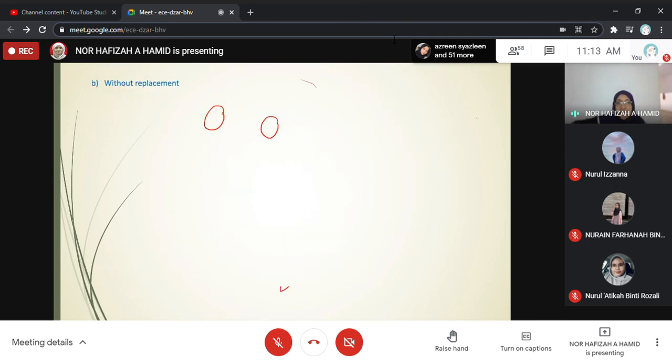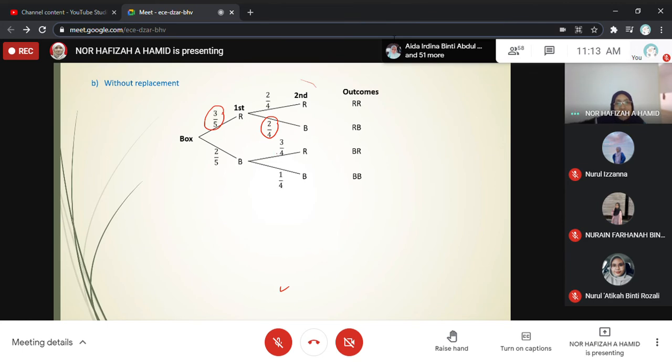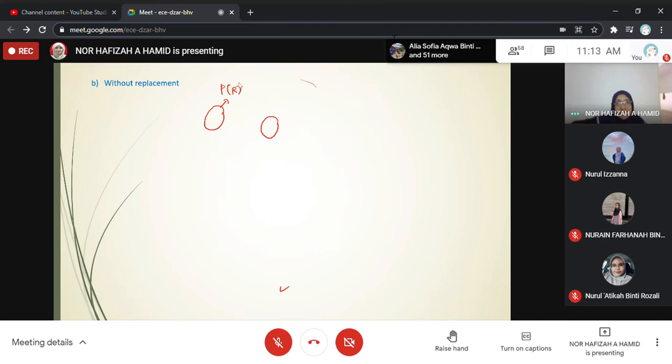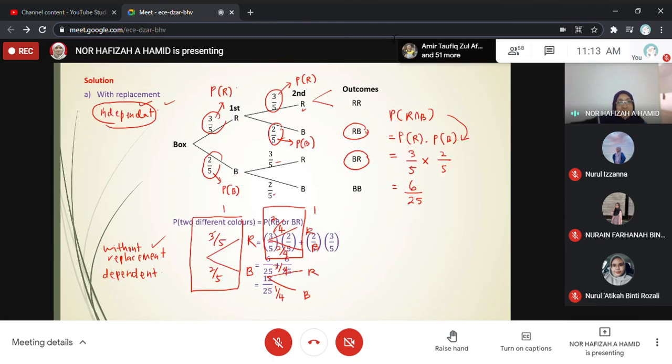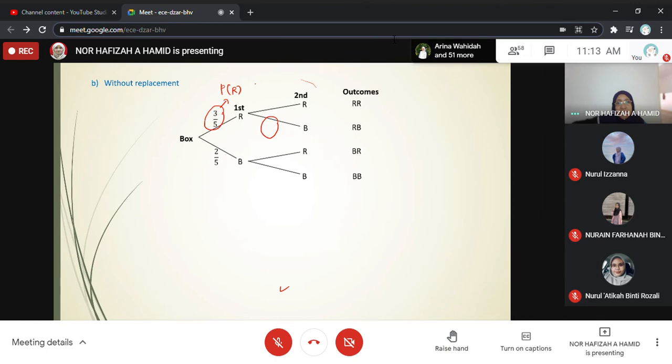Tapi kalau T diagram for dependent, okay, so notation dia 3/5 is probability for R. So dia sama dengan yang tadi. Dia sama dengan untuk yang replacement ataupun independent. Okay, dia probability for R. Okay. Tapi kalau untuk yang second branch 2/4, yang ni dia bukan probability untuk R ya. So kat sini dia consider as probability for R given R. Maknanya kalau kat sini saya assume as R2, so ni R1, maknanya probability for R2 given R1. Sebab yang ni untuk dependent.